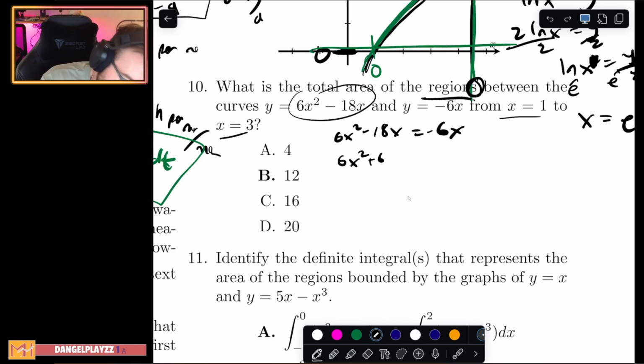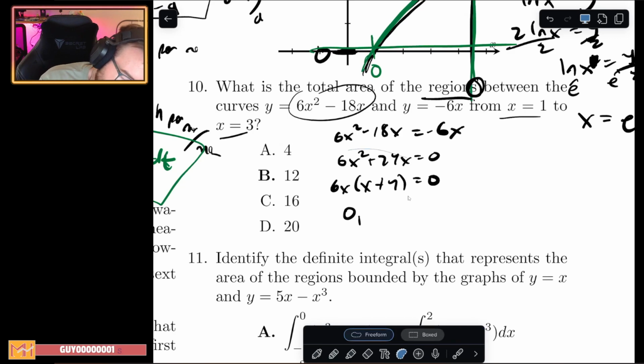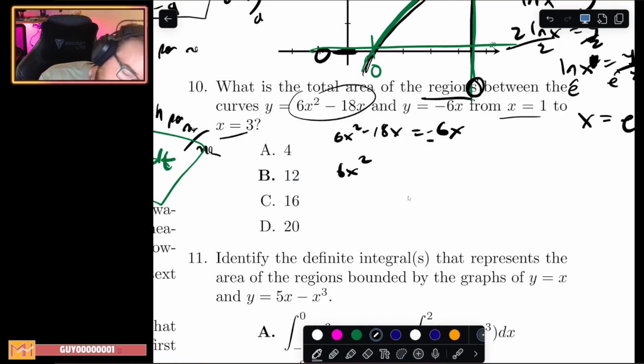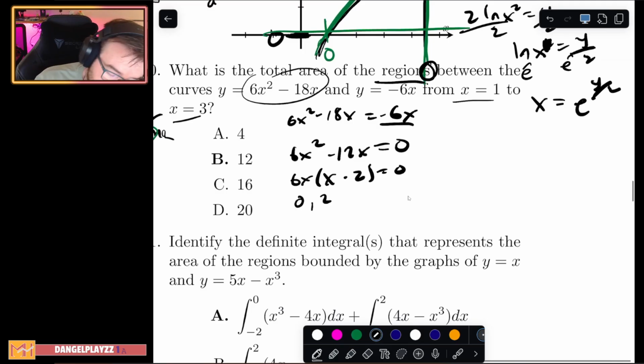Oops, those are like terms. What am I doing? Add the 6x over and you get 24x. Factor out the 6x, and you're left with x plus 4. So 0. Did I mess something up? Oh my gosh, I made a blatant error there. Let's try this again, folks. 6x squared, as I add the 6x, this would be negative 12x. Silly goose. Factor out the 6, I'll have x minus 2. So 0 and 2. They intersect at 0 and 2.